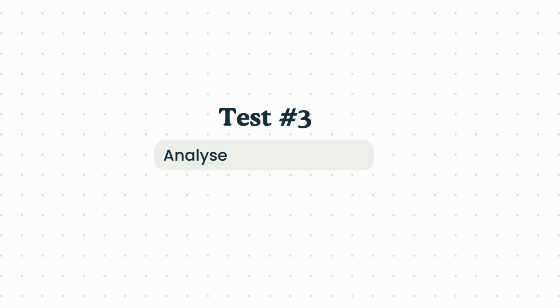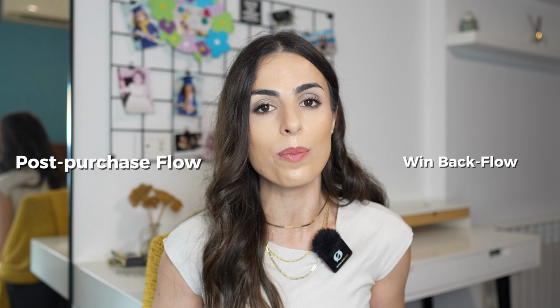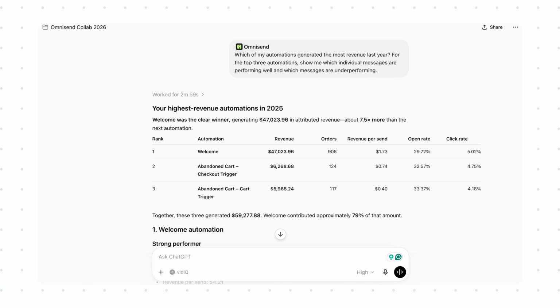Next, I will try something different. I will ask ChatGPT to analyze my automations. And I'm talking about things like welcome flow, abandoned cart flow, post-purchase flow, win-back flow, and so on. For this, I'm going to use the following prompt. And in this prompt, I'm asking ChatGPT what automations generated the most revenue, and within these automations, which messages performed the best. This is probably one of the most useful prompts for any e-commerce brand.